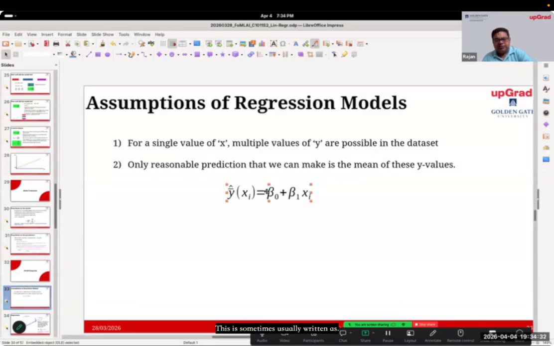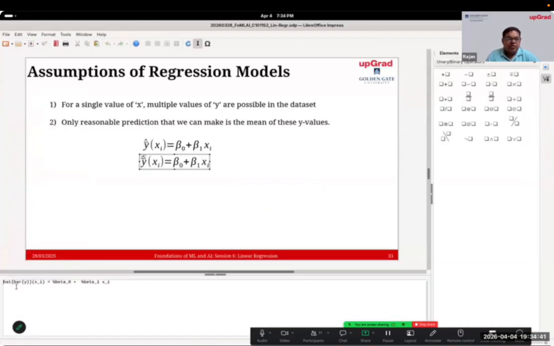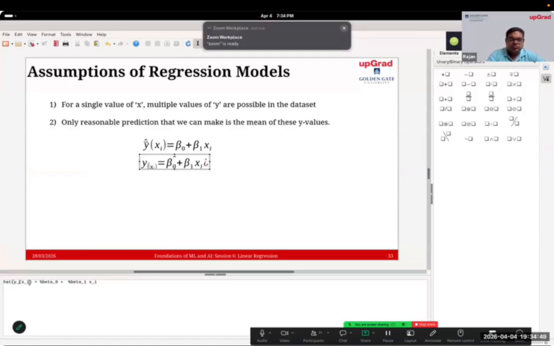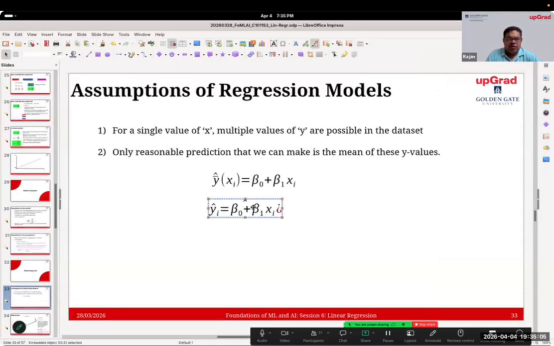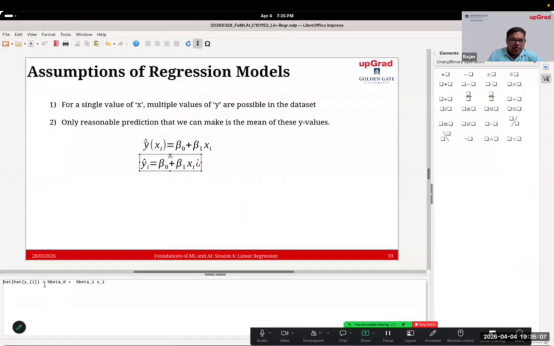This is sometimes usually written as linear regression. Instead of saying one model, maybe you have one pre-processing step here where you say split the data into different distributions and fit a model for each one of them. When new data comes in, see which of these distributions the new data falls into, and then use the appropriate model. That's the kind of approach you are looking at.